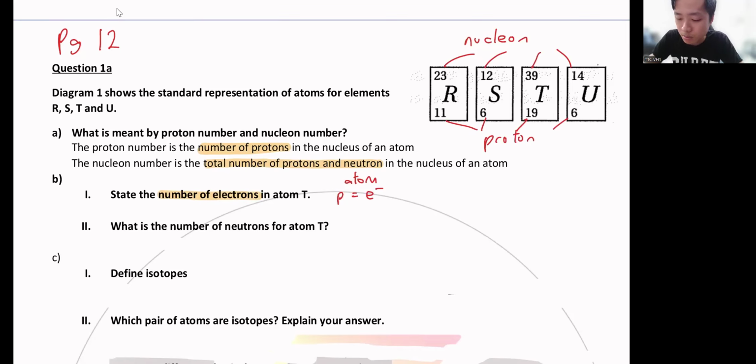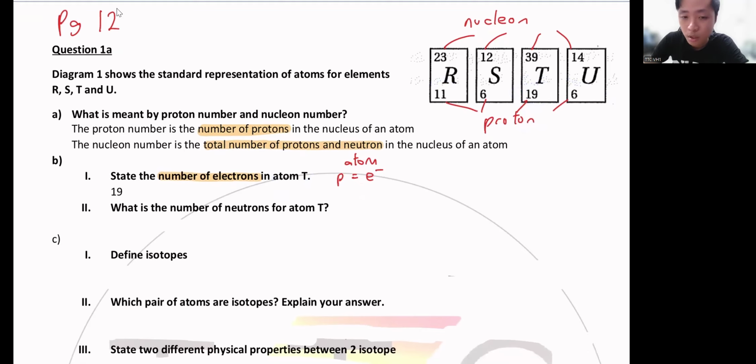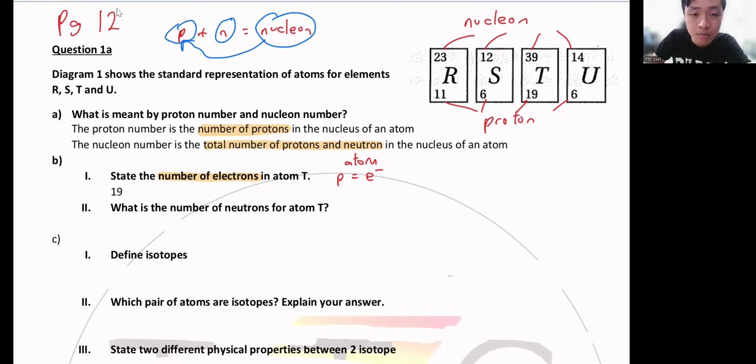So if you look at this, for atom T, the electron is 19, because as I told you, proton equals electron, but it is an atom. Number of neutron: the formula is proton plus neutron equals nucleon number. So if you want to find neutron, you use nucleon minus proton. So you will get 20, because 39 minus 19.